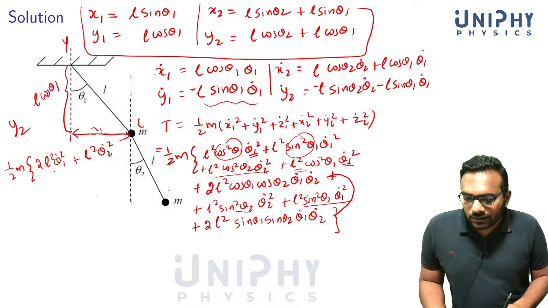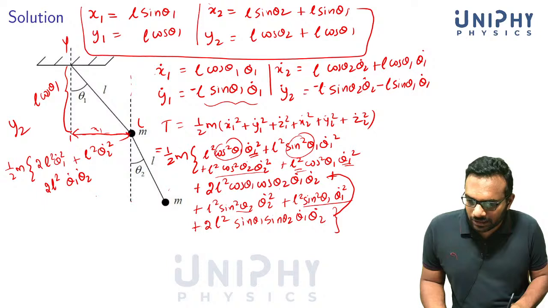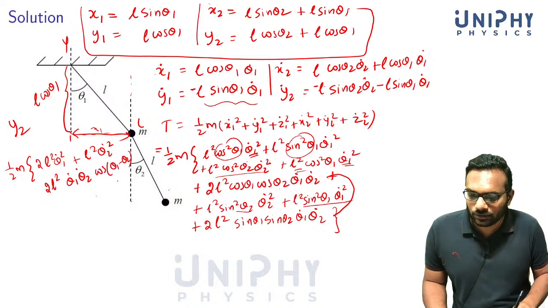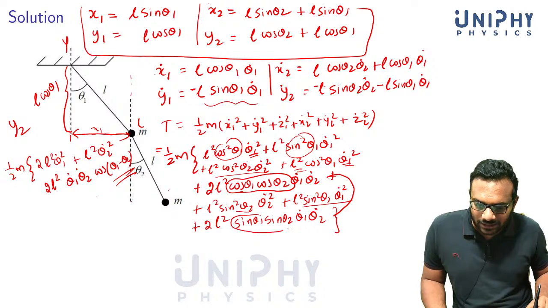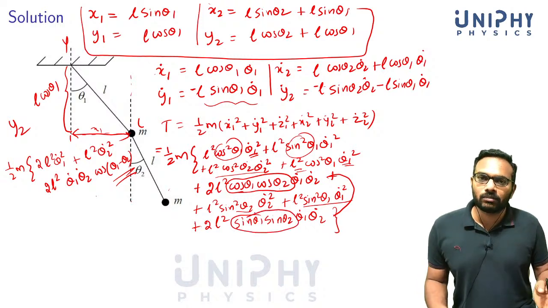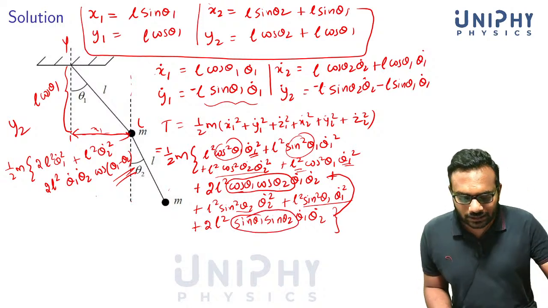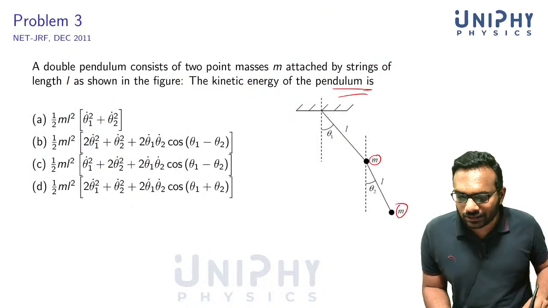Okay, so this is just cos. You have got this 2 L square theta 1 dot theta 2 dot, and this would be cos theta 1 minus theta 2. This is the thing, because cos theta 1 cos theta 2 plus sin theta 1 sin theta 2 is cos theta 1 minus theta 2. Okay, that's the thing. So we have got the answer here.